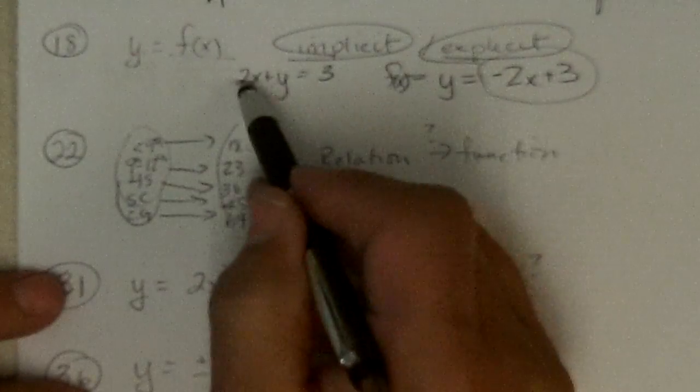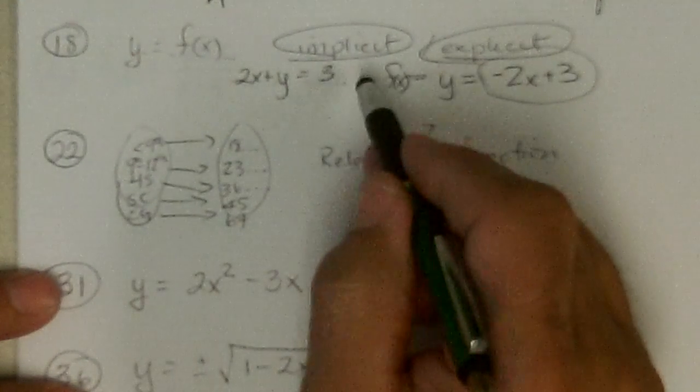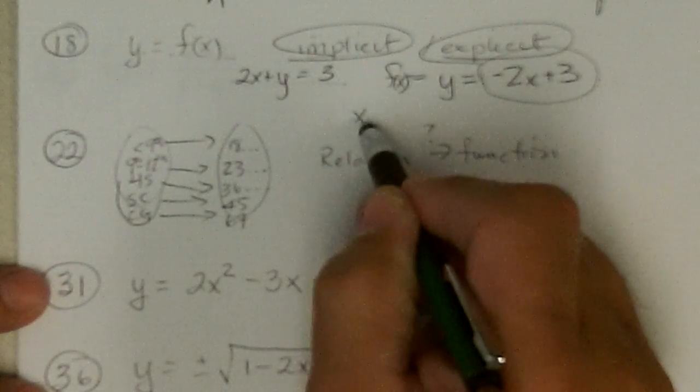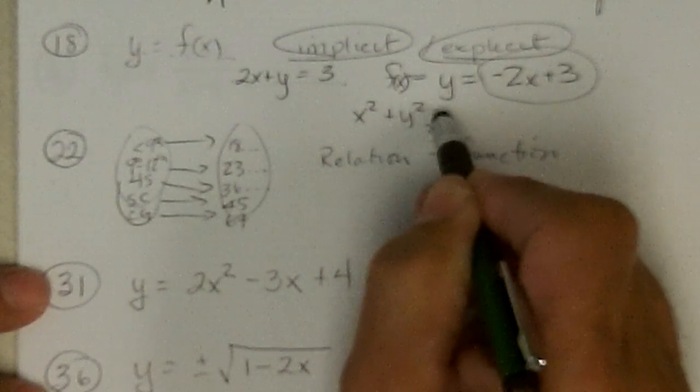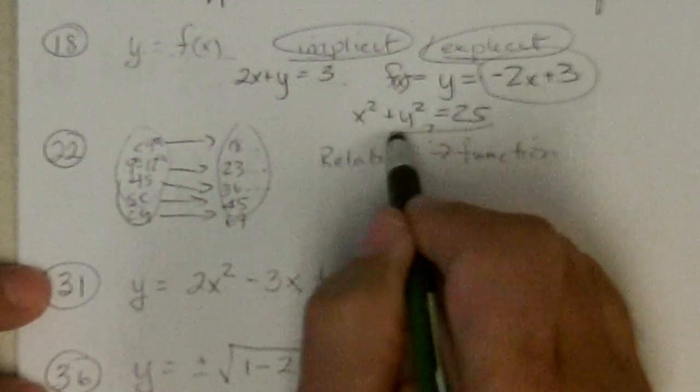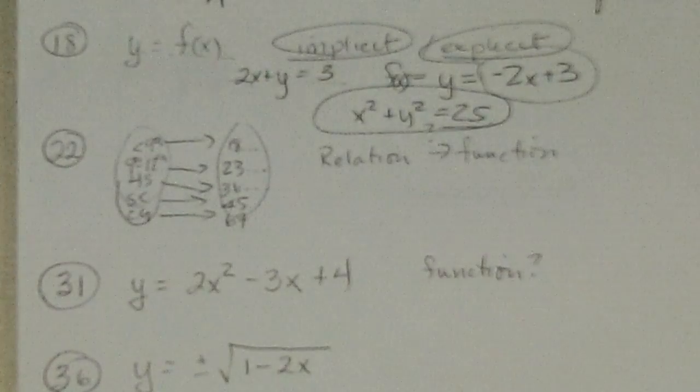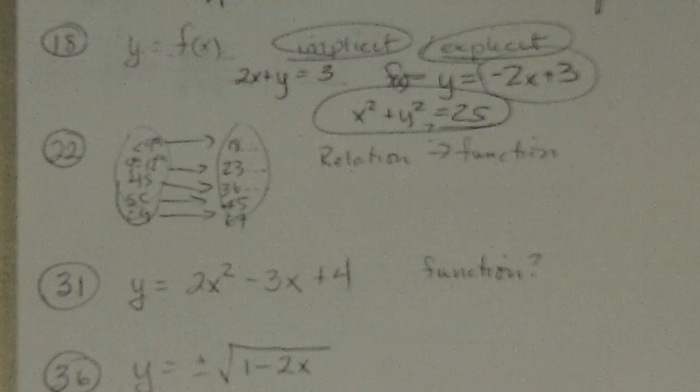If we haven't solved for y, like with our circles, where it's harder to solve for y, x squared plus y squared equals 25, that would be an implicit formula. If you solved it for y, it would be an explicit formula.